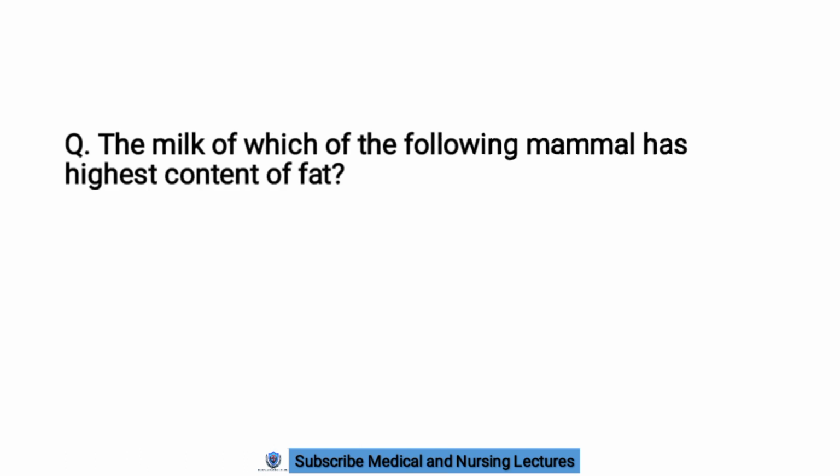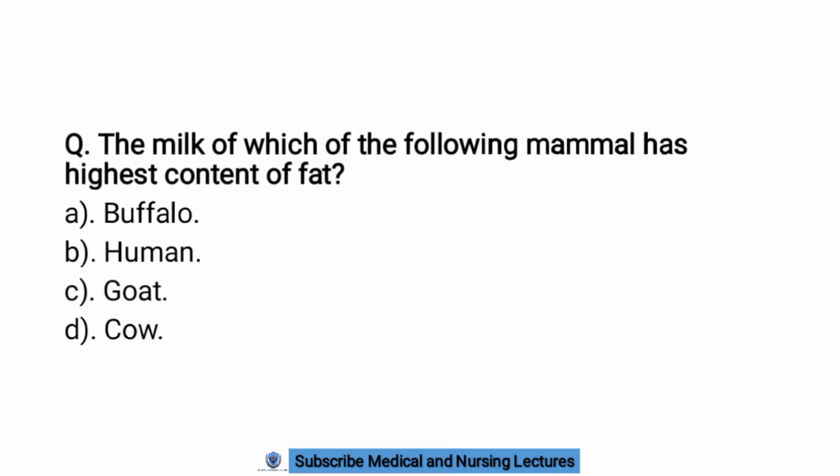The milk of which of the following mammals has highest content of fat? Here they are talking only about the fat. So option A is buffalo, option B human, option C goat, and the last option is cow. So here the correct option is option A, buffalo have a higher content of fat as compared to the others.